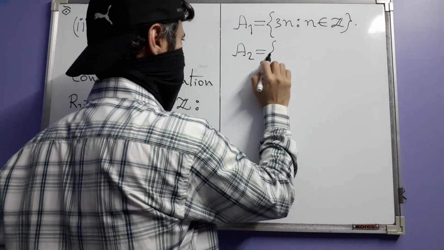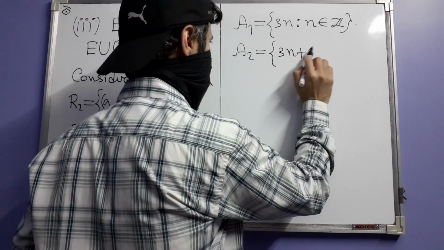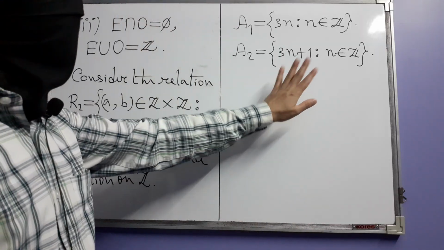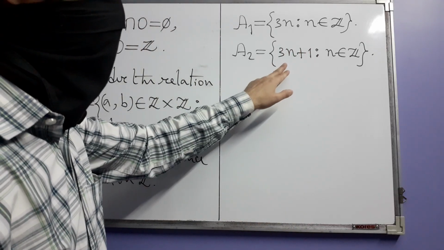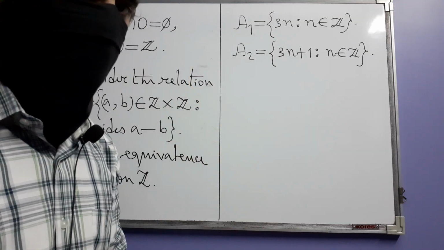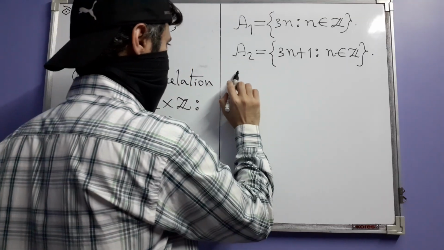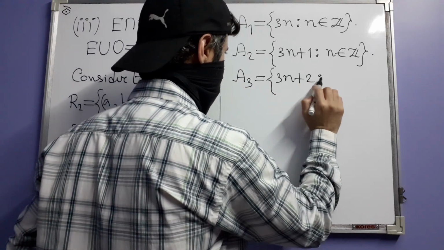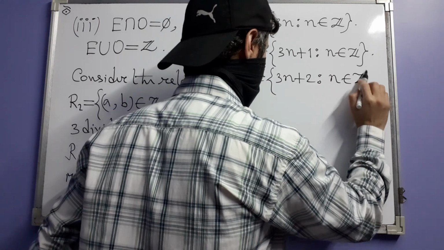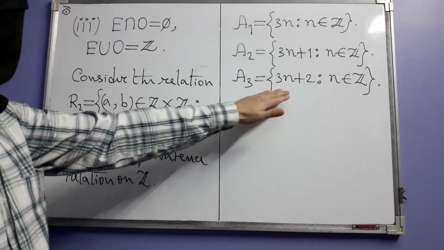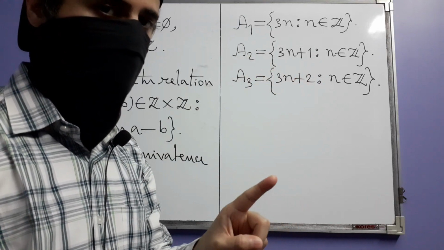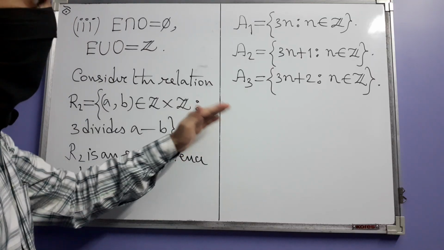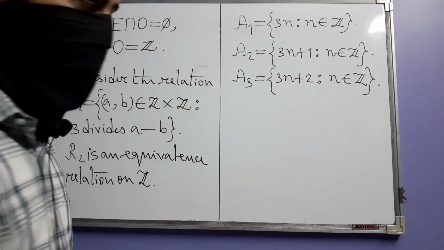A2 has integers which look like this. These are not integers divisible by 3, but each one of them leaves remainder 1 when divided by 3. So these are that type of integers. And finally, A3 consists of those integers which leave the remainder 2 when divided by 3. These sets also have those properties.